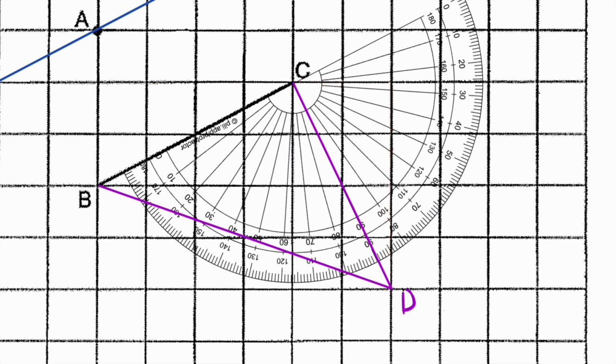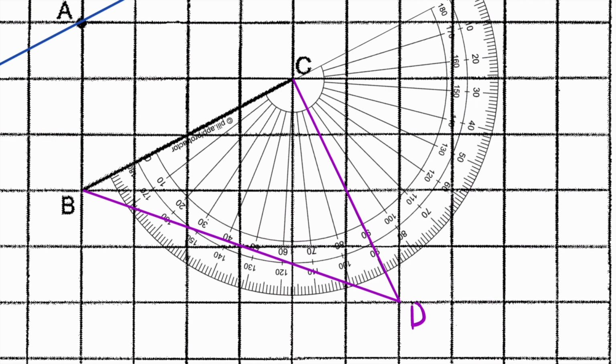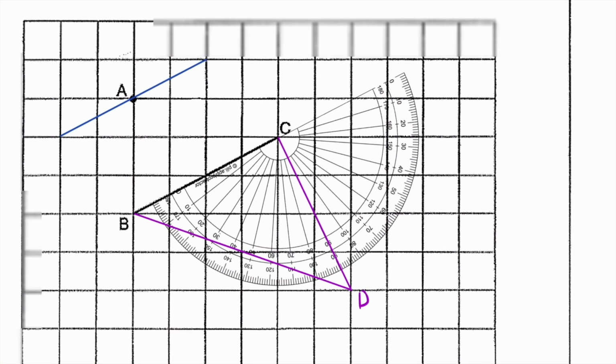That ensures that the lengths are the same. Of course, you can and you should use your ruler or protractor to confirm that we've got a right angle here, and just label the point D and you're good.